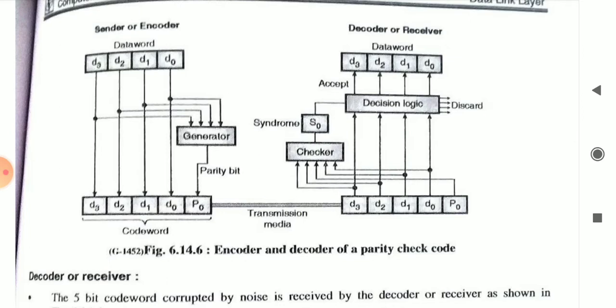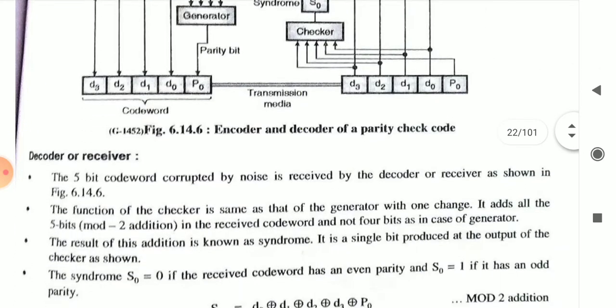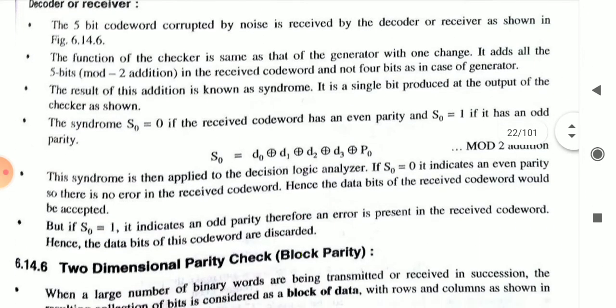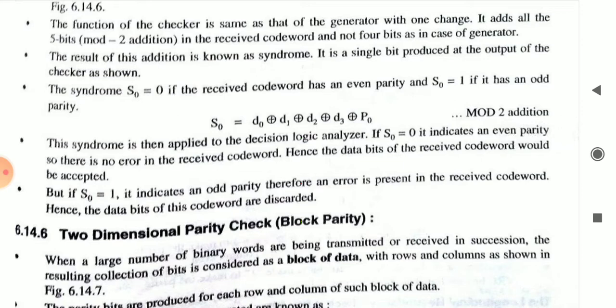The sender uses the generator, and the receiver uses the checker for the received message. The 5-bit code word corrupted by noise is received by the decoder, as shown here. The function of the checker is the same as that of the generator with one change. It adds all the 5 bits by modulo 2 addition in the received code word and not 4 bits as in the case of the generator. The result of this addition is known as the syndrome. It is a single bit produced at the output of the checker as shown here.